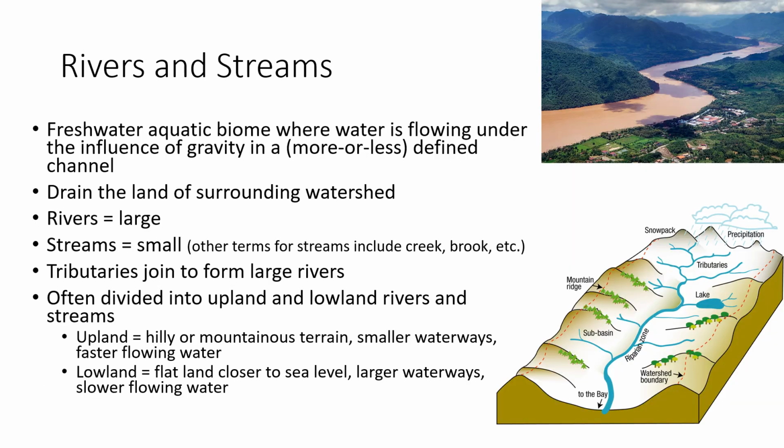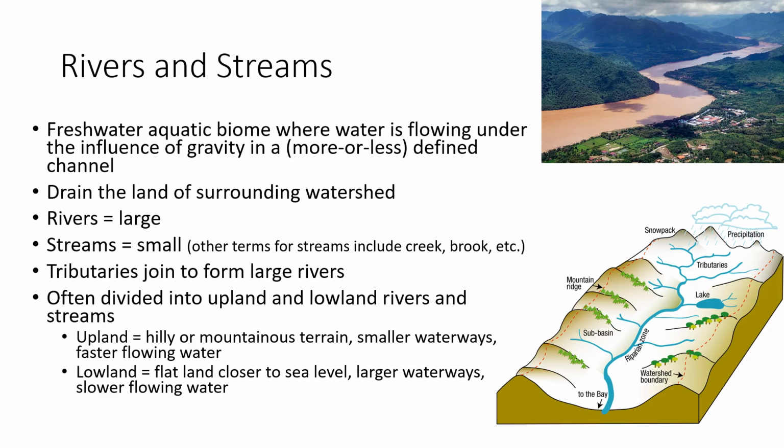All right, our next biome is rivers and streams. These are a freshwater aquatic biome where the water is flowing under the influence of gravity, and it flows in a more or less defined channel. It drains the land in the surrounding watershed. Rivers tend to be large, streams tend to be small. Other words for streams that you might know are brooks, creeks, etc.